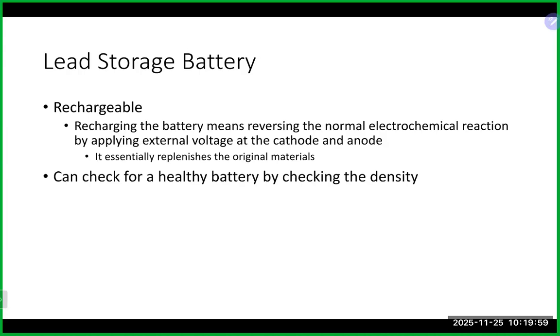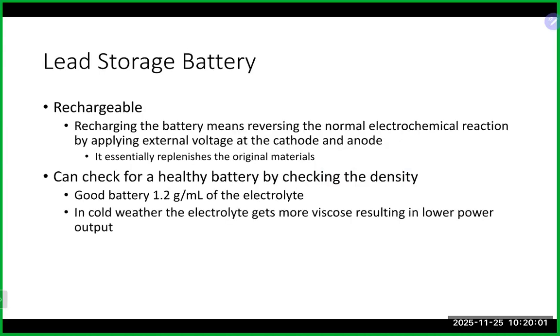And it is rechargeable, right? If you ever need to jump your battery, they tell you let it run for a while. It's kind of recharging it up, and it's able to do that.